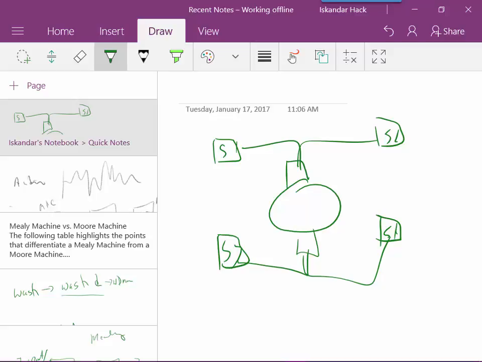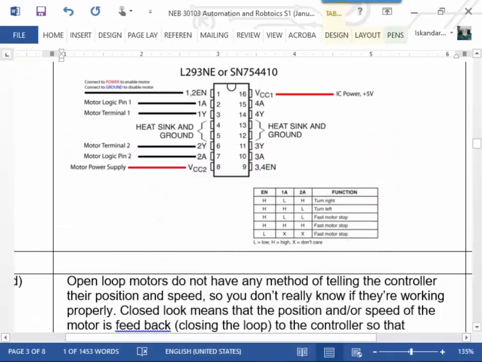And typically this is shown as a dual H-bridge, and we've got our 5-volt supply here. We've got our logic pin 1, our terminal pins. There should be a terminal 1 and a terminal 2. Where's the other terminal? Oh, heat sink and ground.